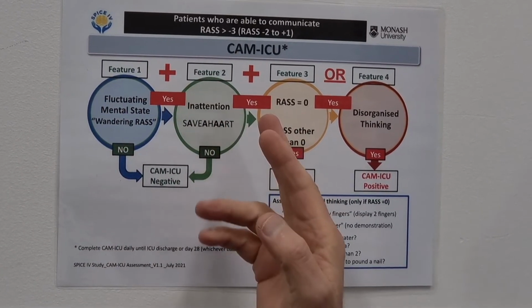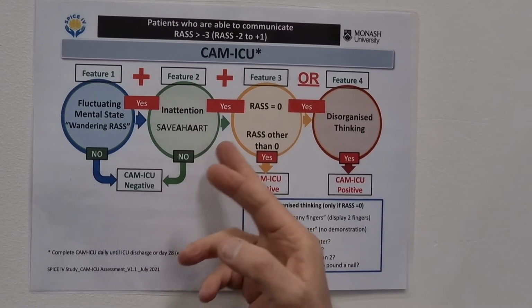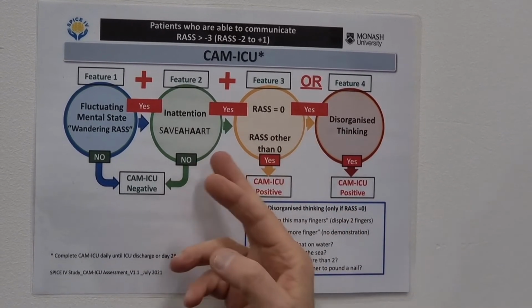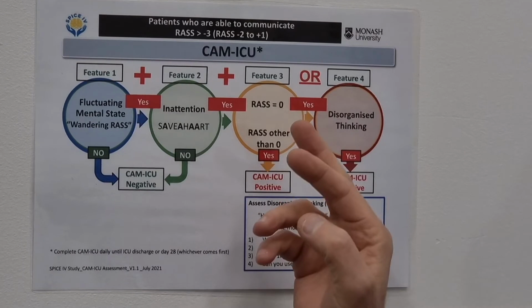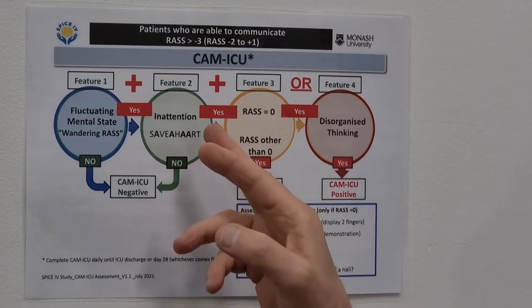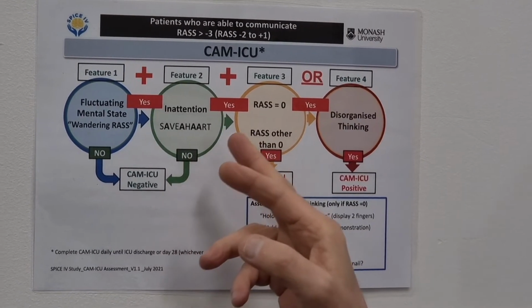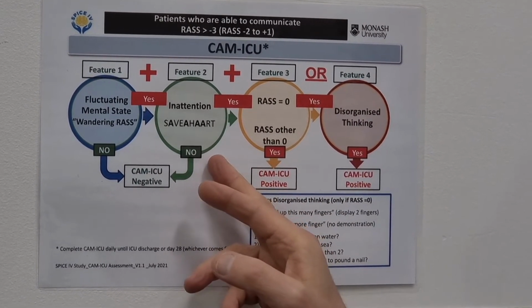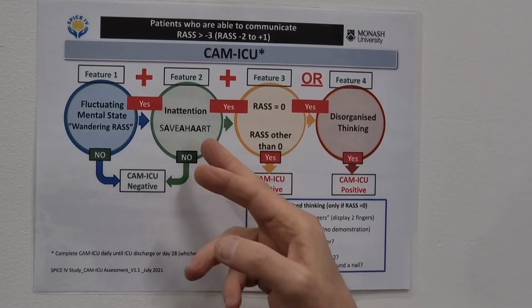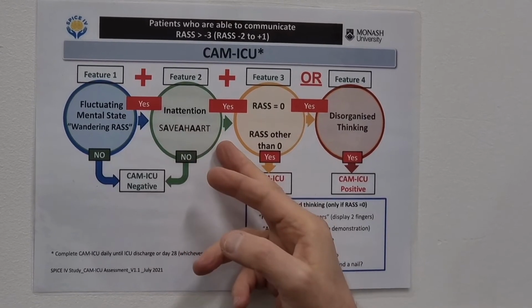The next one is the feature 2, which is the inattention. Patients who are attentive cannot be delirious, full stop. So a patient to be delirious must be inattentive. So this is the most important fundamental test that we do on patients' assessment of their delirium. So I'm going to demonstrate to you how we do the inattention test using the Save a Heart technique.